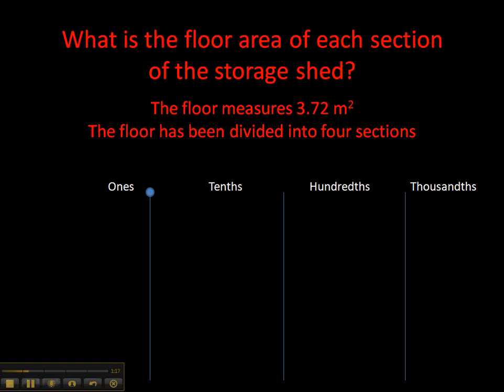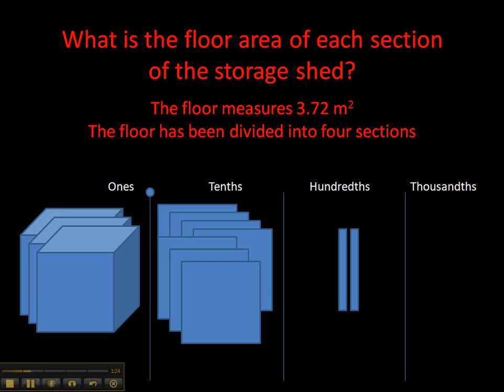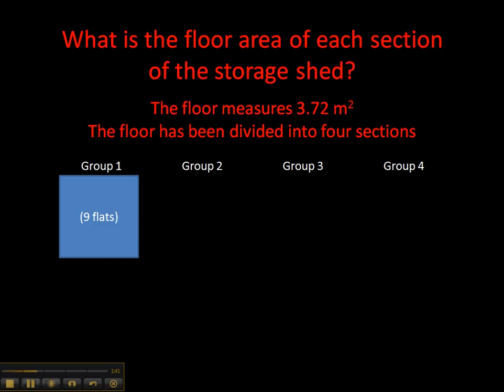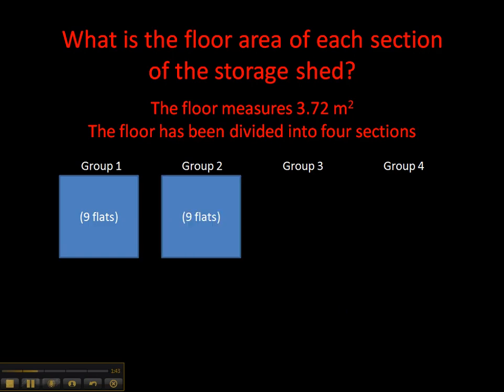So here is our mat and we have ones, tenths, hundredths, and thousandths. We're going to represent 3.72 meters squared as 3 of these cubes. We've got 7 tenths and 2 hundredths, but we're going to move the mat away because I want to convert these into 10 flats each. So here's what's going to happen. That's going to delete, and we're going to divide it into 4 groups.